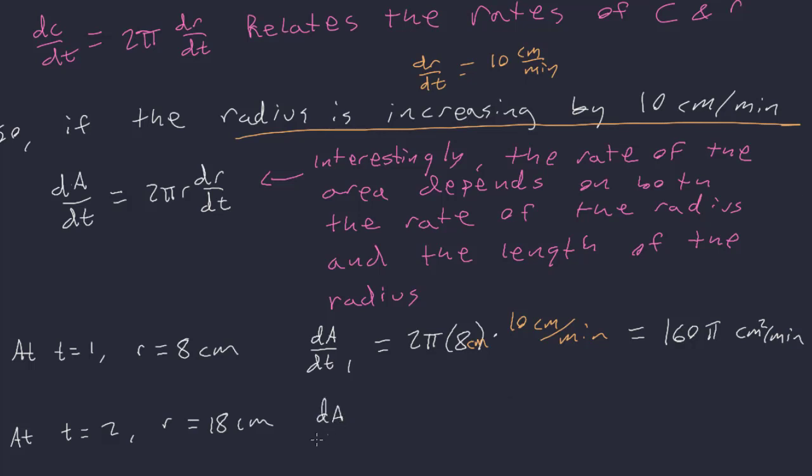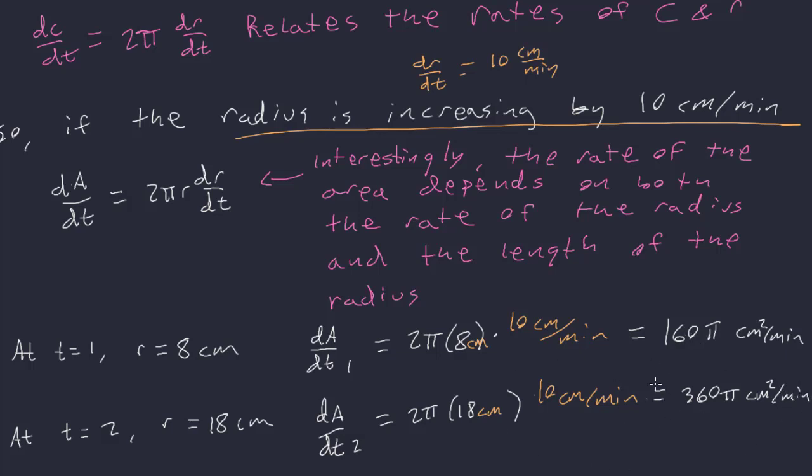Similarly, when we find the rate of the area in minute 2, we'll have 2 pi times 18, and once again, that's where the centimeters live, times, once again, 10 centimeters per minute, which will be 360 pi square centimeters per minute.